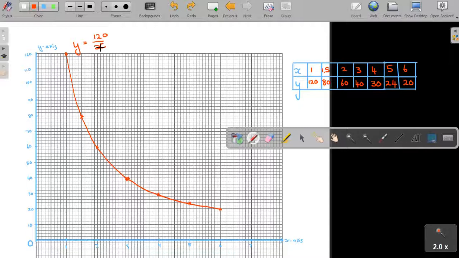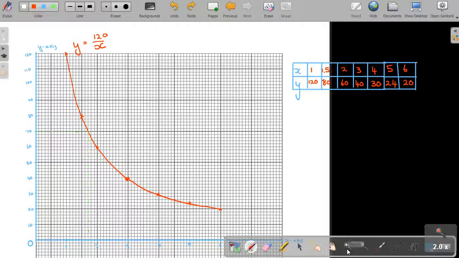Now I'm saying, use your graph in B to find the value of x when y is 70. So go where y is 70. So in this case, okay, now I'm just going to write it down here. So it's going to be C.